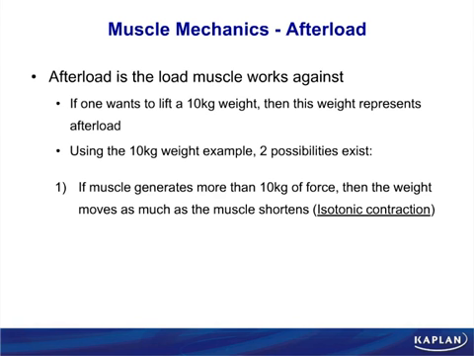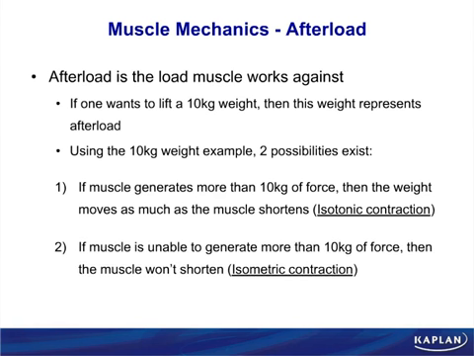Now, if your muscle is unable to generate more than 10 kilos of force, then the muscle won't shorten. That's an isometric contraction. So you can imagine that there are afterloads out there which are going to force you to perform an isometric contraction. Say, for example, you try to lift a car. Well, you're engaging the muscle, you're getting cross-bridge cycling, you're generating tension, but your muscle can't generate enough tension to lift that car, at least for most people.